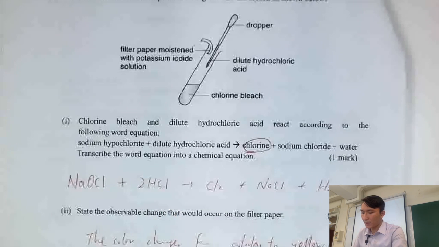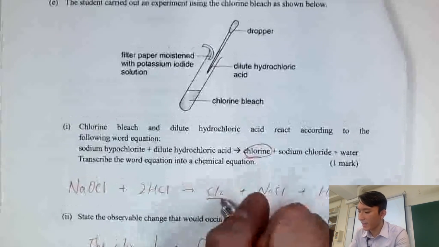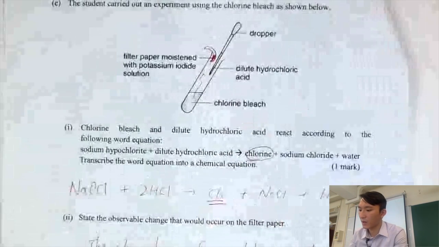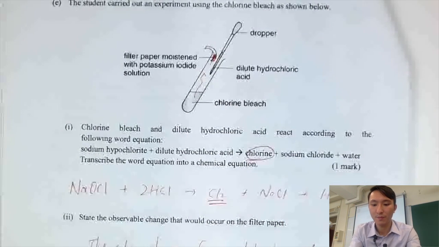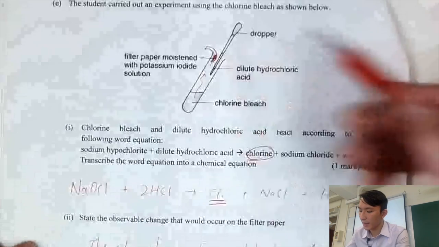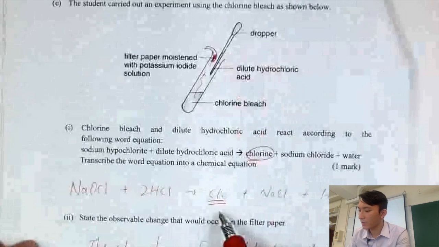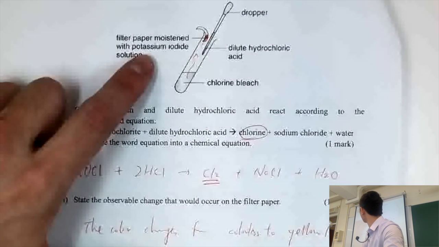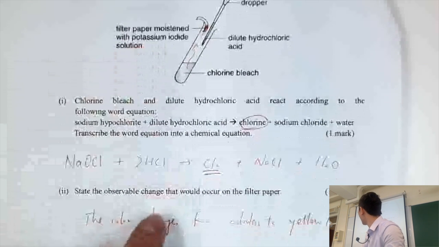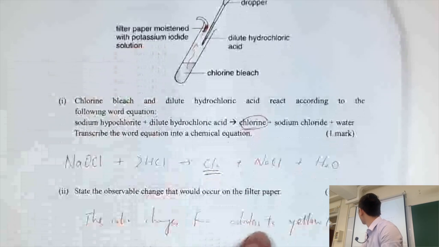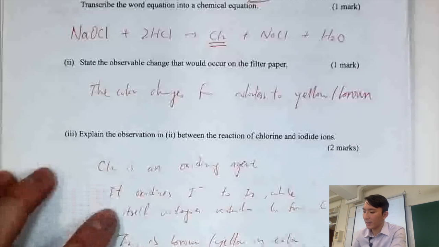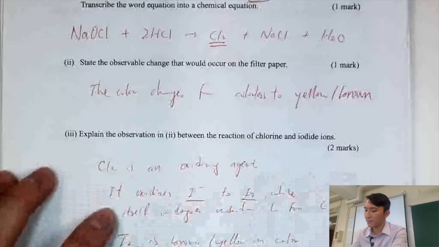What else? Observable change. So you know that chlorine gas is produced. So it goes up and then dissolves in here. So when chlorine dissolves and comes across the potassium iodide, just like the previous question, it will undergo a redox reaction to have iodine formed. So the iodine will dissolve in the water to give a yellow or brown color. And to explain the observation, chlorine basically oxidizes iodide to iodine, right?